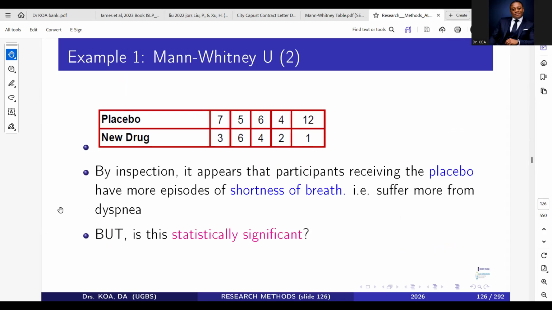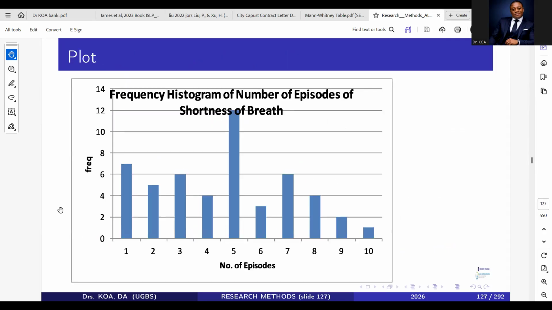Okay. So let's look at the histogram. This is a histogram of the data. We have plotted the frequencies of all of the data points. Looking at this, what can you say? Looking at a frequency histogram, would you say that this data is normally distributed or is not normally distributed?